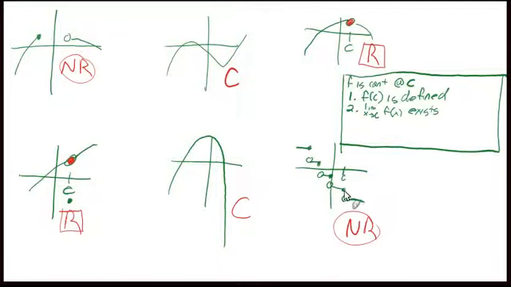But at this point, the limit doesn't exist. As I approach from the left and I approach from the right, I'm approaching different values. So the limit does not exist here at this point c. So condition 2 is not met. Let's look at 3. Condition 3 would say that the limit as x approaches c of f of x not only exists, but it equals f of c.